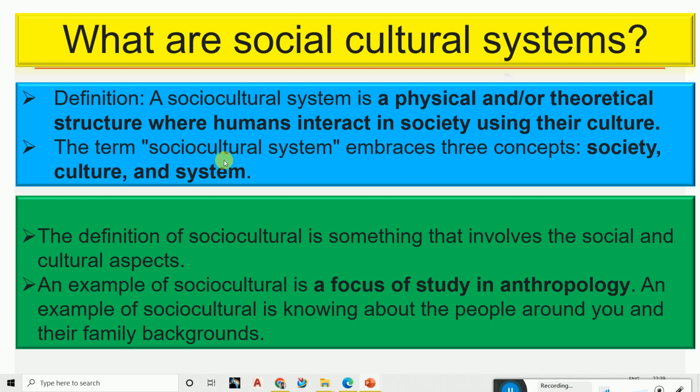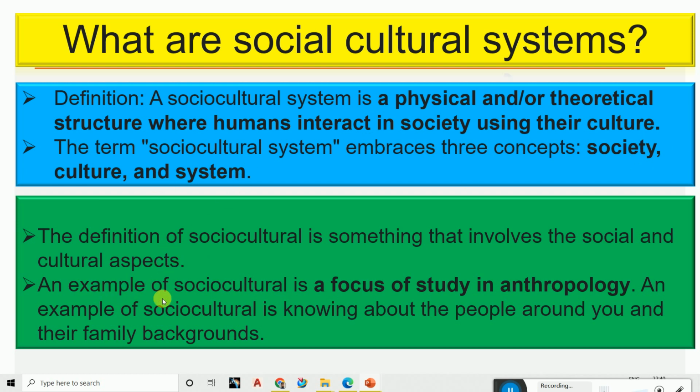Okay, so the term socio-cultural system is a combination of three concepts: first, society, culture and system. These three words are mixed together in the social cultural system. So you can state the definition like this: the social cultural system is something that involves social and cultural aspects. As I have told you, the three terms are social, culture and system.